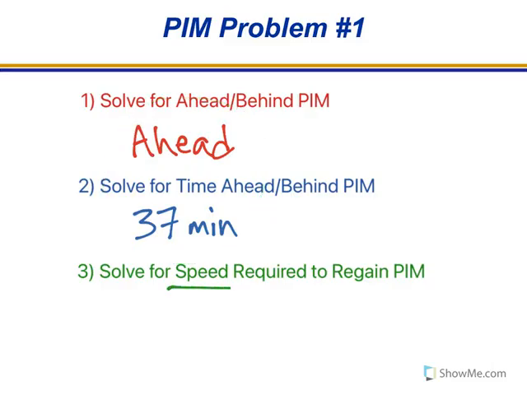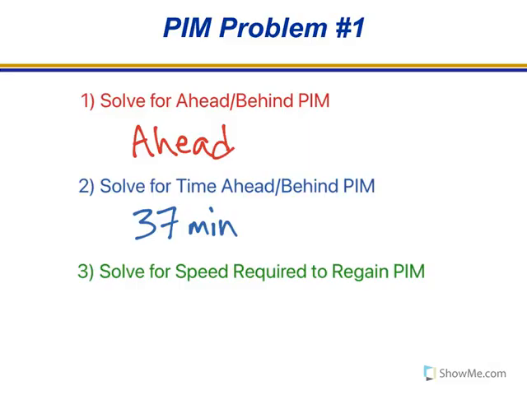In this video, we'll be solving for the speed required to regain PIM by our 0800 GMT waypoint. First, we'll need to figure out the distance between the next two waypoints, and then determine the speed required to get there by 0800 GMT.